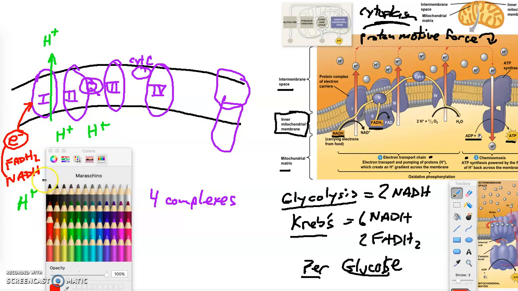So now let's go ahead and follow that electron. That electron gets passed along, and it gets passed along, and we're just going to continue passing it from one big molecule to another, or complex to another. And as it does that, it's going to lose energy along the way. Well, where does that energy go? Don't forget, it doesn't just disappear. What's actually happening is we're going to actually pump hydrogens across. So this is important here. We're pumping all these hydrogens across.